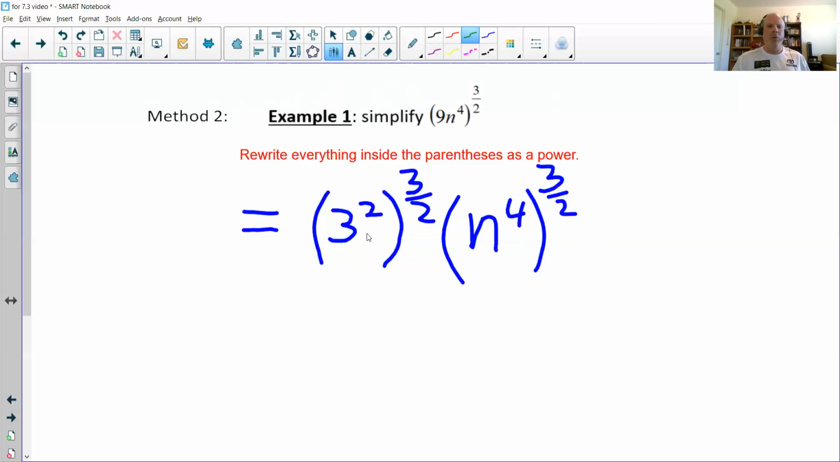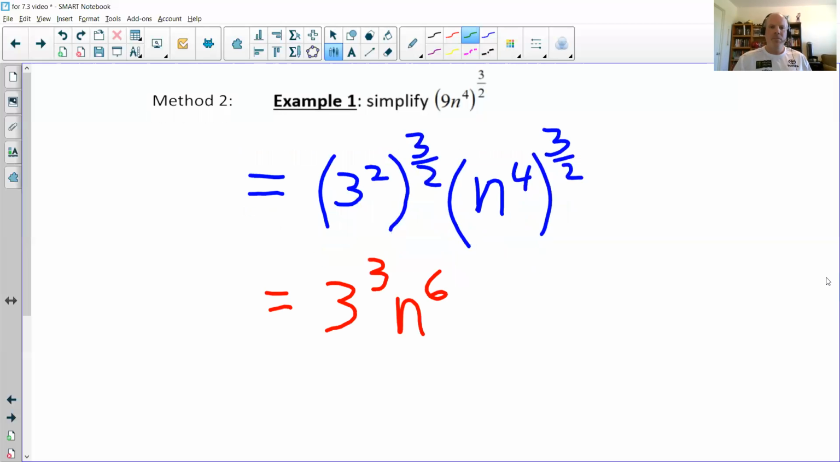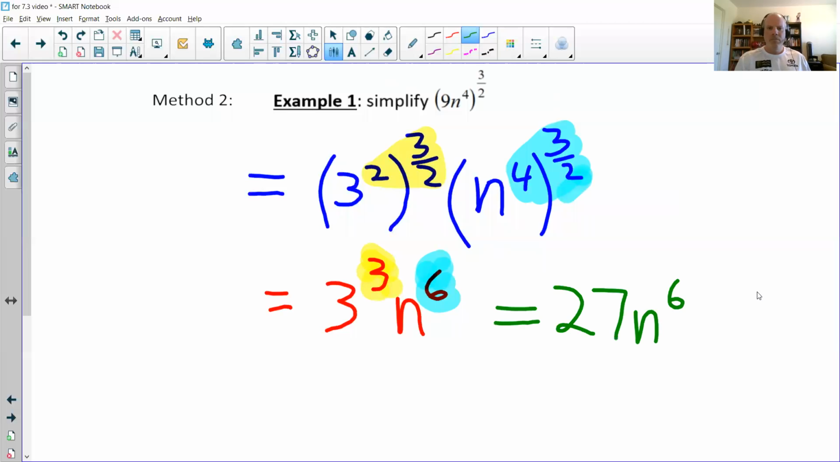Now I use the power to a power rule and multiply the exponents. 2 times 3/2 is 3. 4 times 3/2 is 6. And that's our answer. We can simplify 3 cubed by turning it into 27n to the 6th.